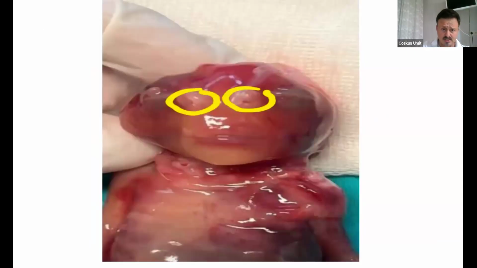Here is another interesting case. As you can see here, one of the nostrils is here and the other nostril is here. And there is a big gap between two nostrils. And also there is a big gap between the two eyes. So this is an amniotic band syndrome and a bifid nose. The amniotic band cut the baby's face in the middle part. So this is a termination picture of the poor baby.